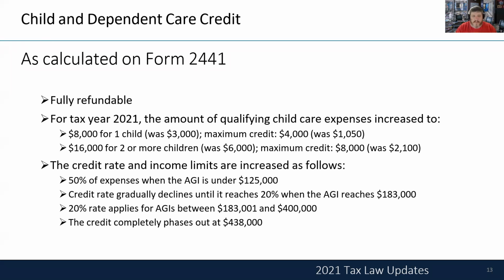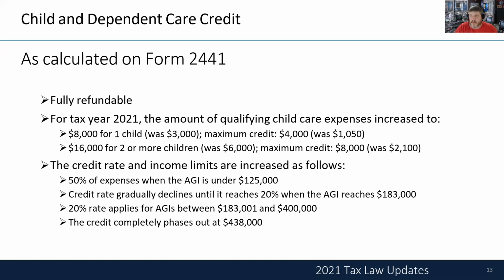So the easy formula for this is, if their AGI is below 125,000, regardless of their filing status, you take the expenses and you cut it in half, and that'll be the credit amount. It's really that simple. So if they had $3,000 in childcare expenses for one dependent, then their fully refundable child and dependent care credit is $1,500. If they had $10,000 for one child, they're capped at $8,000. So the max expense is $8,000, and the credit is $4,000.